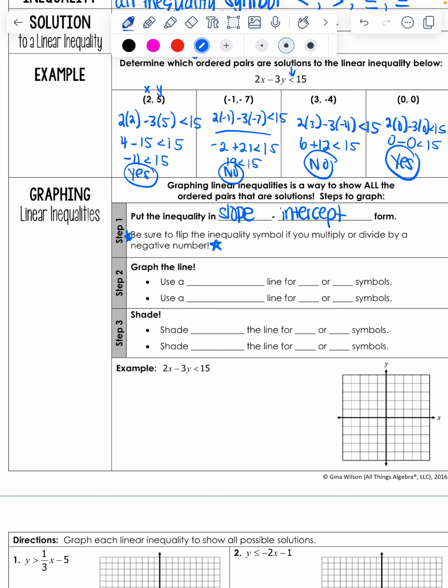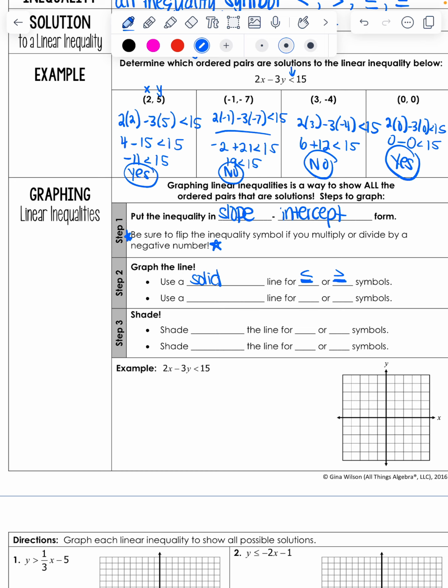And then for the line, we're so used to just drawing regular lines, but there's actually two different types of lines. We use a solid line anytime the symbol is less than or equal to or greater than or equal to. And that is because a solid line means that every point on that line is a solution, and that's where this little equal to part of the symbol comes into play.